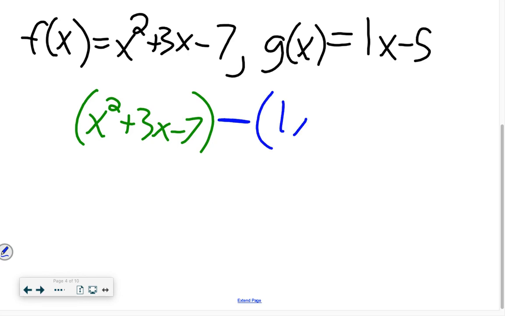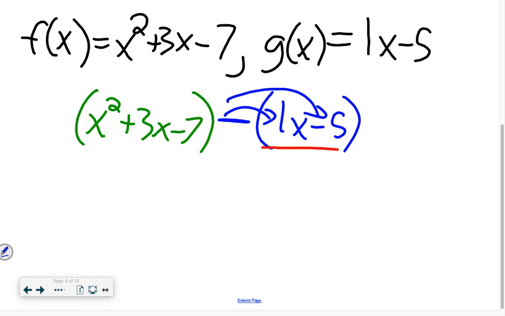And then it's 1x minus 5. And so this is where we kind of have issues in chapter 8. When you have minus something, when you have minus a binomial like you do right here, you have to distribute the minus, okay? It's not just minus 1x minus 5. You have to distribute this negative to both items in that second equation.